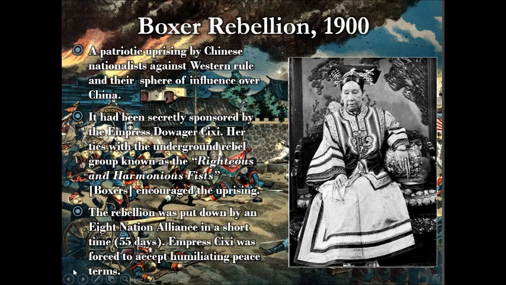As a result of the open door policy and the unfair treatment by the imperialist powers, a patriotic uprising called the Boxer Rebellion occurred, led by Chinese nationalists who were against Western rule and their sphere of influence over China. The rebellion had been secretly sponsored by the Empress Dowager Cixi. Her ties with the underground rebel group known as the Righteous and Harmonious Fists, or otherwise known as Boxers, encouraged the uprising. The rebellion was put down by an 8-nation alliance in a short time, only 55 days. Empress Cixi was forced to accept humiliating peace terms.